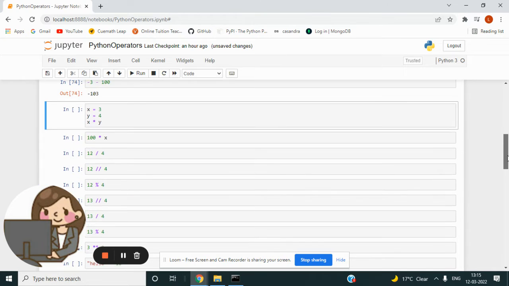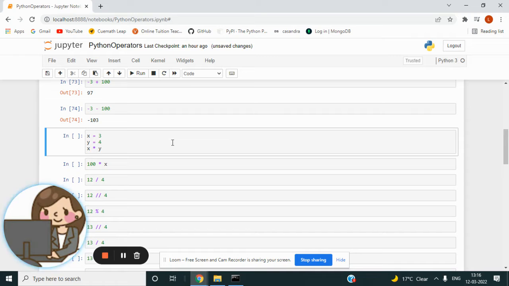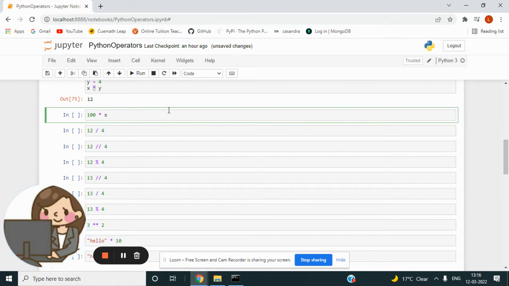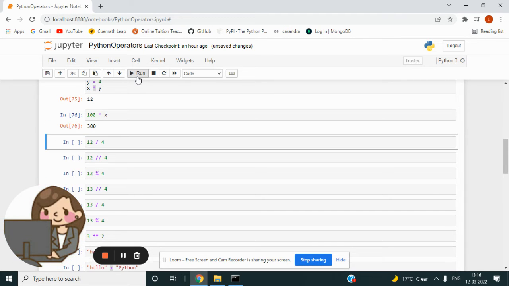And here we have assigned some values to variables and we are using these operators in between these variables. This is a multiplication operator. It performs multiplication between two numbers. So here we are doing a multiplication between 3 and 4 and we get the answer 12. Here, if we are doing the operation between a constant and a variable, and since the variable is equal to 3, we get the answer 300.